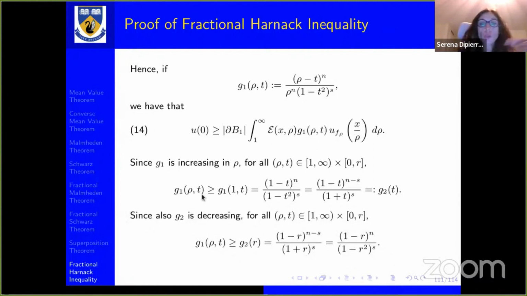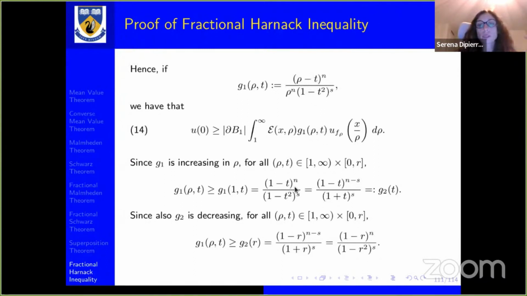And now g2 of t is decreasing. Okay, so g2 of t is decreasing. So g2 of t will be bigger than g2 of R. So now I can say that this is going to be bigger than g2 of R. Looking at this, this is not decreasing in t as it is.